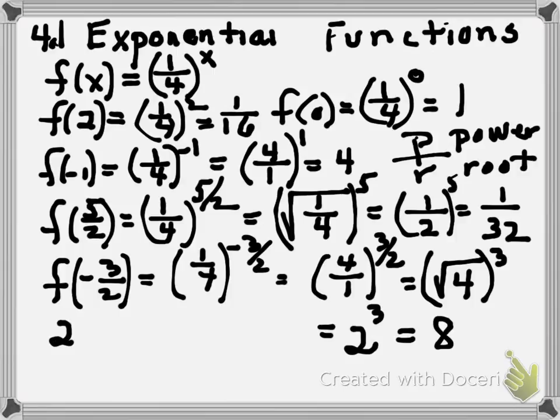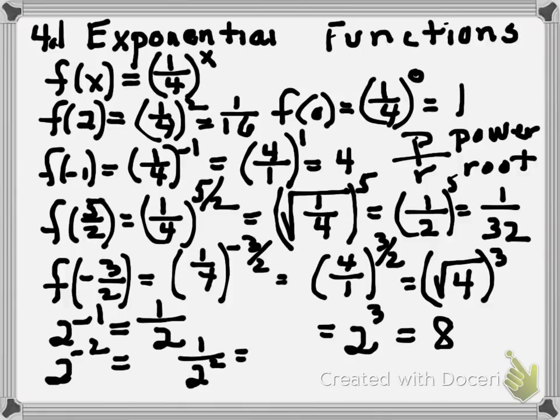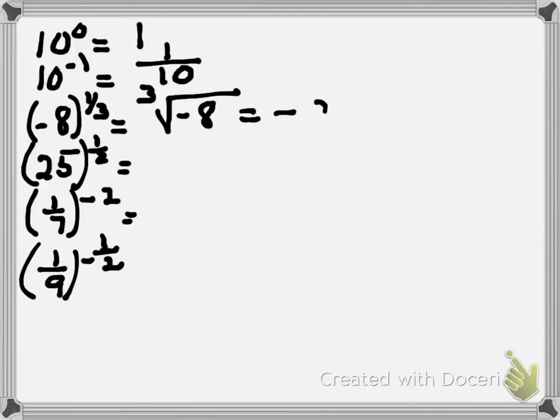Okay, so if I have 2 to the -1, that just means make it 1/2 to the +1 power. If I have 2 to the -2 power, it means make it 1/2 to the +2, or 1/4. So to be -2 times -2 times -2 is -8. 25 to the 1/2 power. 1/2 is square root. So this is simply the square root of 25, which is 5.